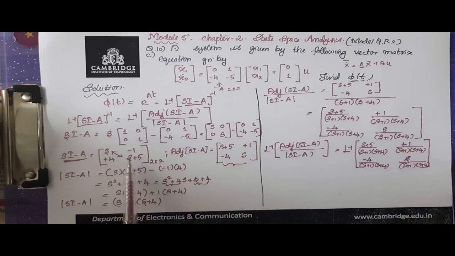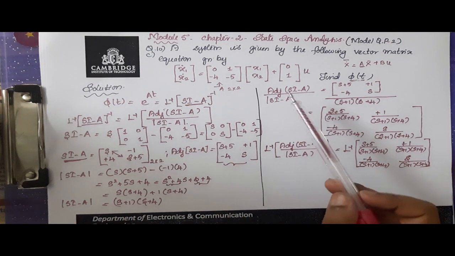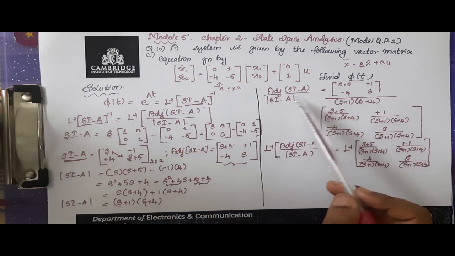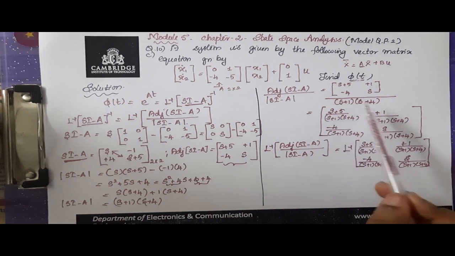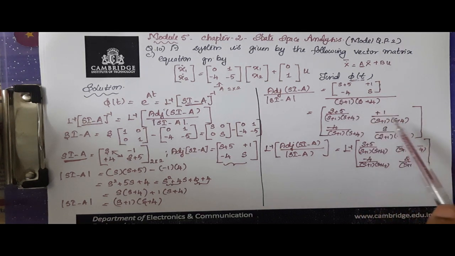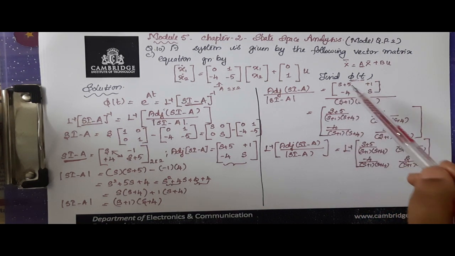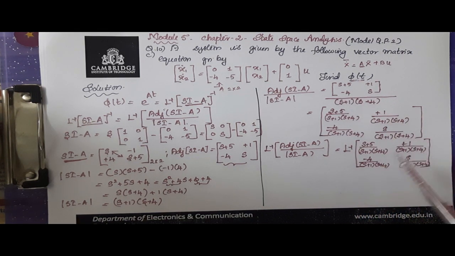So for the determinant, let us cross multiply the diagonal elements, S into S plus 5, minus the other diagonal elements, minus 1 into minus 4. Once after simplification, we have obtained the determinant of SI minus A as S plus 1 into S plus 4. Now we have substituted for adjoint of SI minus A divided by determinant of SI minus A by dividing each of the elements by the denominator term, and finally we obtain this expression.